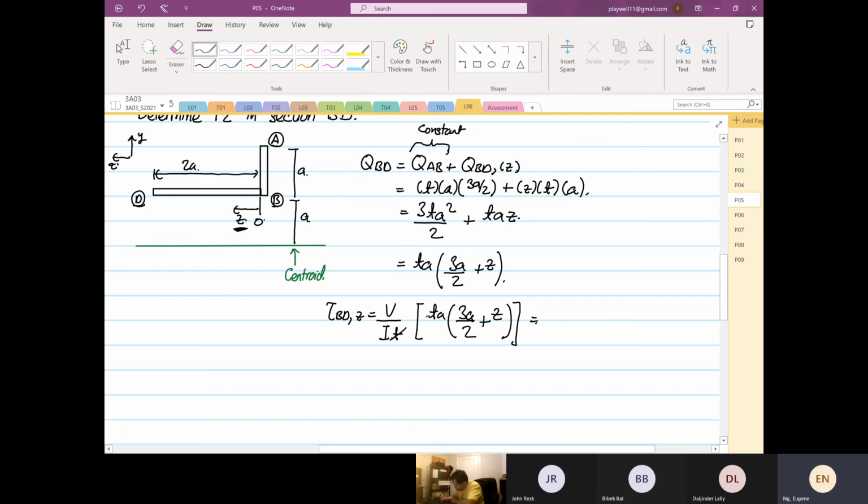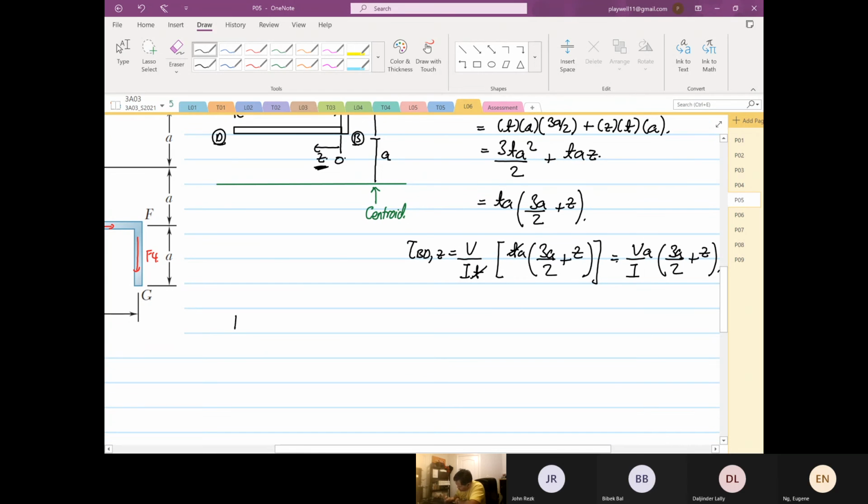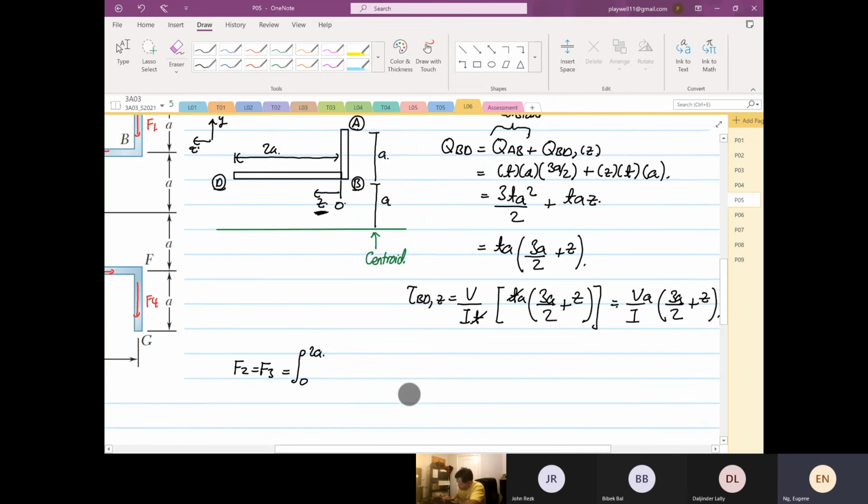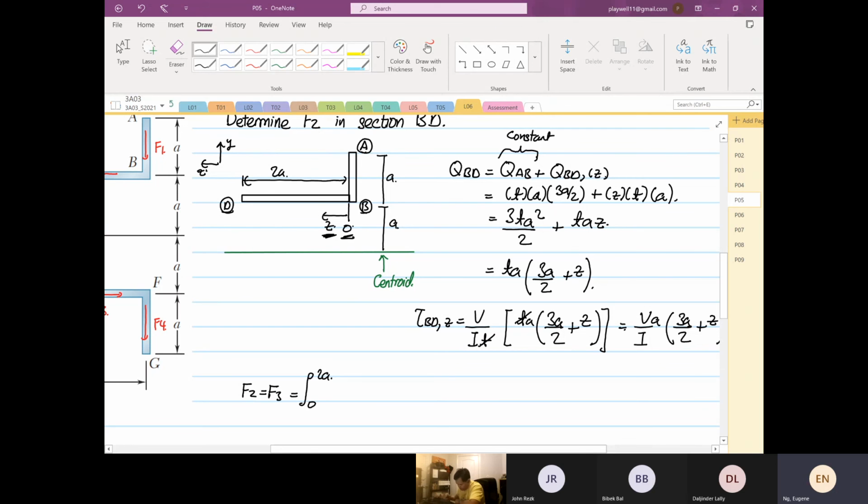Okay, and I can get rid of the T, so you have V over I, right? And then A, 3A over 2 plus Z. Okay, and then now once we get this, we can find our F2, which is equal to our F3. So the limit is 0 to 2a, right, as I explained earlier. So 0 to 2a, and then shear in section BD as a function of Z. And then this has to be area because we are using shear stress, so t dz.